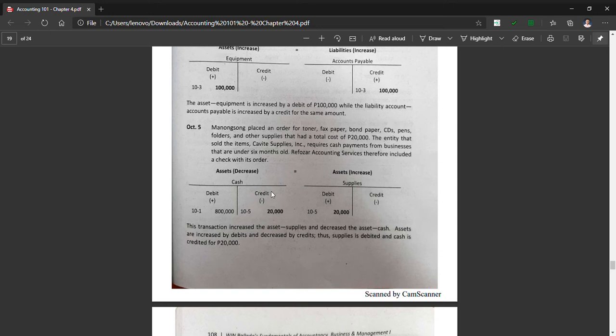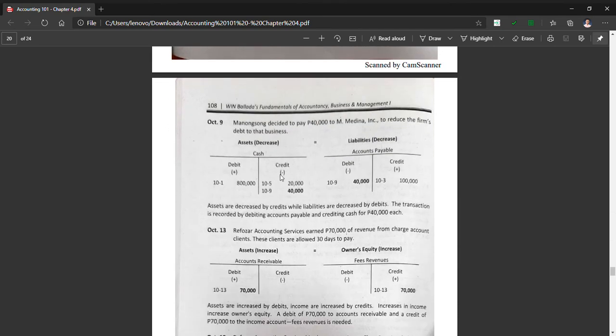So, we should be crediting cash for 20,000 kasi nga lumiit ang cash natin from the payment of supplies. Okay? On October 9, Manong Song decided to pay 40,000 to M. Medina Inc. to reduce the firm's debt to that business. Okay, so nagbayad tayo ng utang from the acquisition of the equipment, right? So yung utang natin noon, nagbayad tayo ng 40,000. So from the 40,000, lumiit ang utang natin kasi nga nagbayad tayo, di ba?